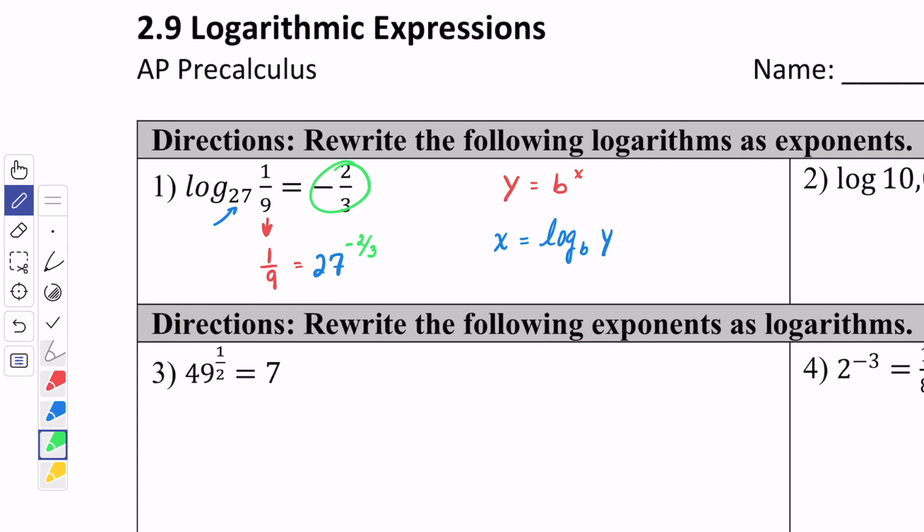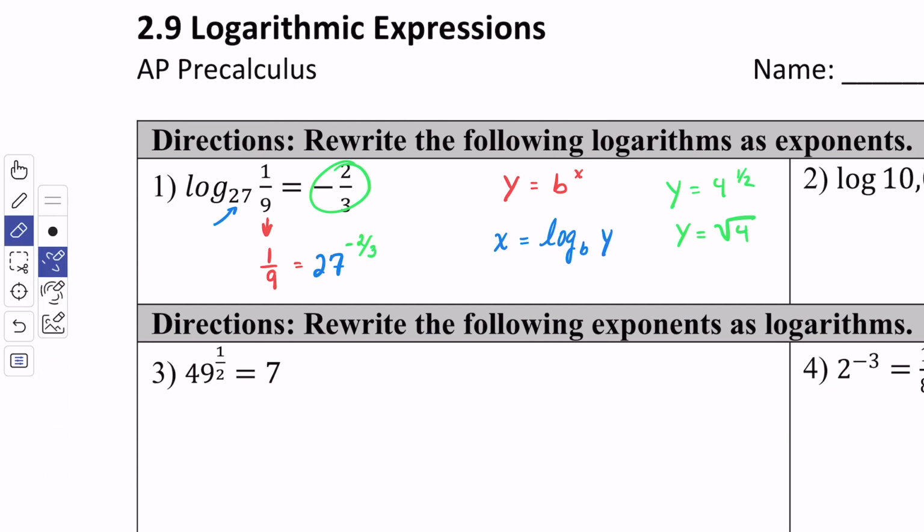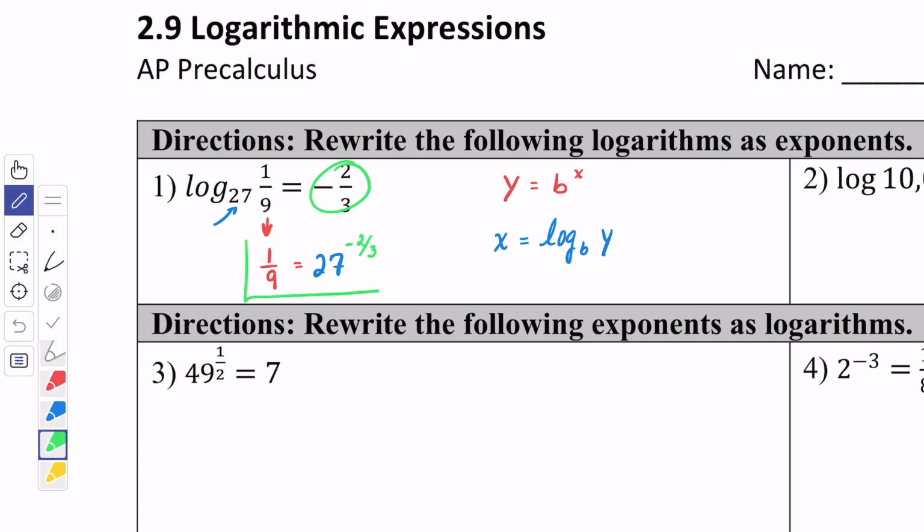It's like taking an equation that says y equals 4 to the 1/2 power and rewriting it as y equals the square root of 4. Okay, it's an equivalent statement just written in a different form. Alright, and we're done with that problem. That's all we had to do. Let's go to problem number 2.